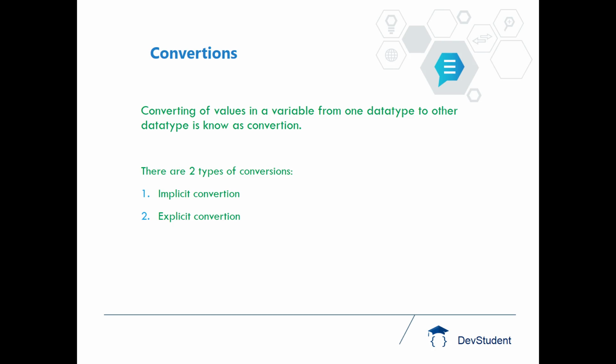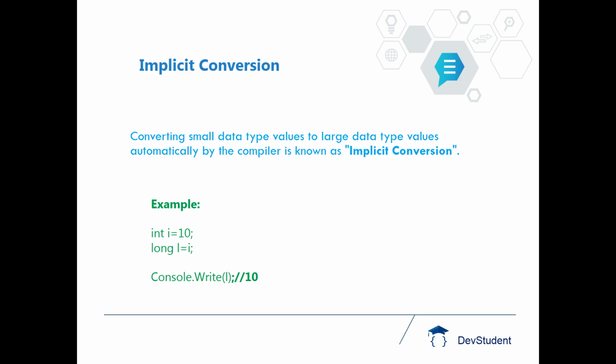In C#.NET programs, we take inputs from the user and store them in variables. The variables will have specific data types. If you are converting values in a variable from one data type to another data type, then it is known as conversion. In C#.NET, there are two types of conversions: implicit conversions and explicit conversions.